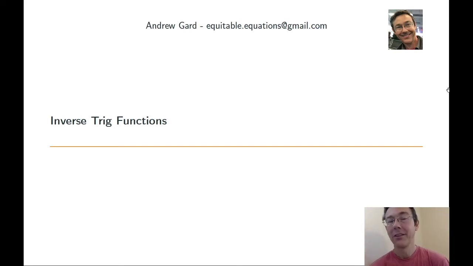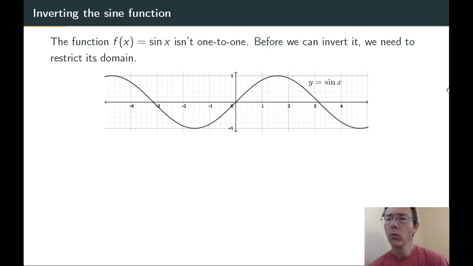Hey everybody, today we're talking about inverse trigonometric functions. So right away, right off the bat, when we talk about trying to invert trigonometric functions, we have a big problem. They aren't one-to-one. For example, here's sine of x. It doesn't pass the horizontal line test. Any horizontal line I draw is going to intersect the graph in many, many places.